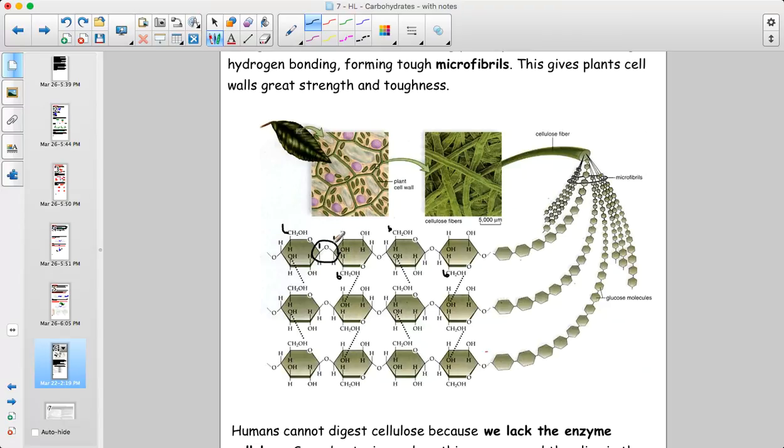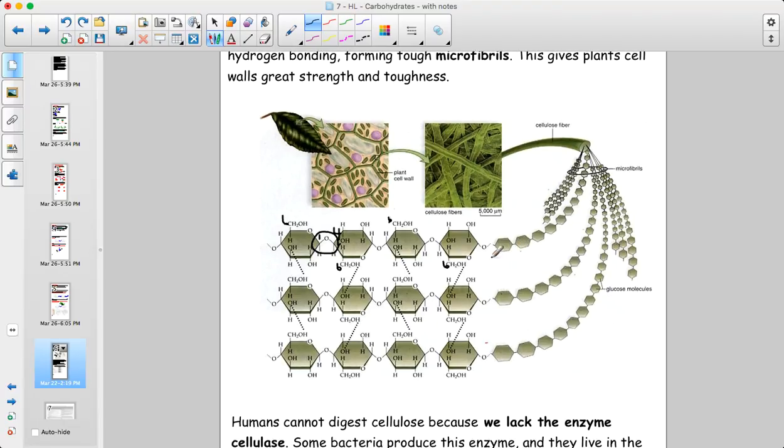So there's still 1 to 4 links. That's still the 4th carbon, and this is the number 1 carbon over here. So they're 1 to 4, but they're beta 1,4 glycosidic links. Now, what that does is as they zigzag back and forth, it actually allows them to form a much more linear arrangement of rings, of beta glucose rings.